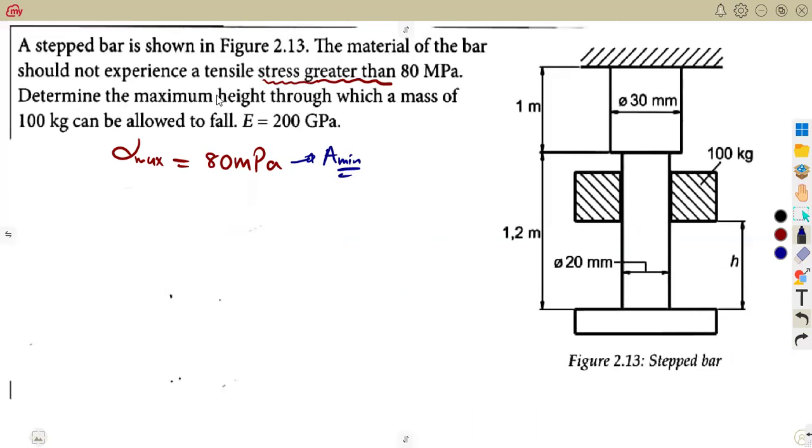Determine the maximum height through which a mass of 100 kgs can be allowed to fall. The height, remember, it must fall a certain height to cause an extension. So we do not know the height that it is allowed to fall, given that E is equal to 200 gigapascal. This is what we have, only this. And what is it that we need? The height.